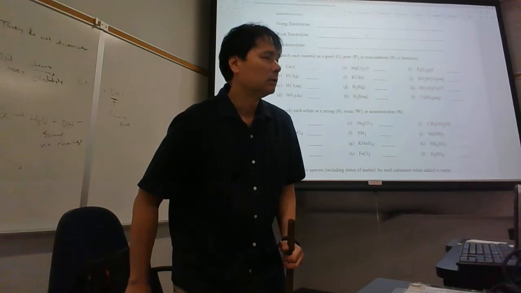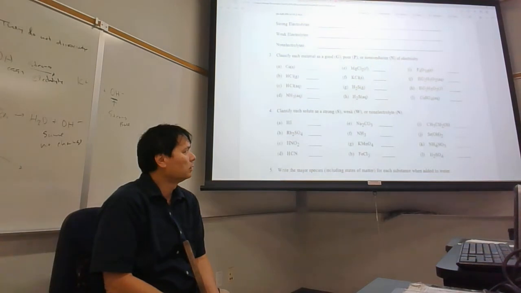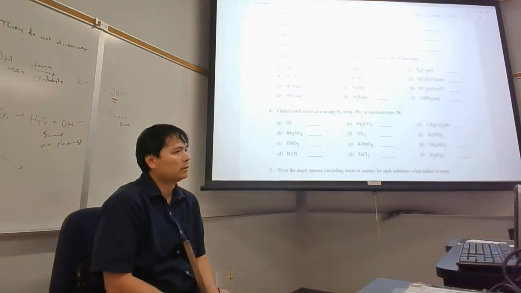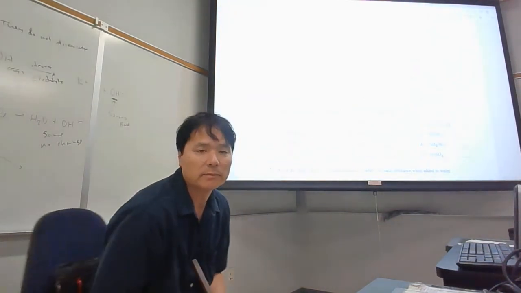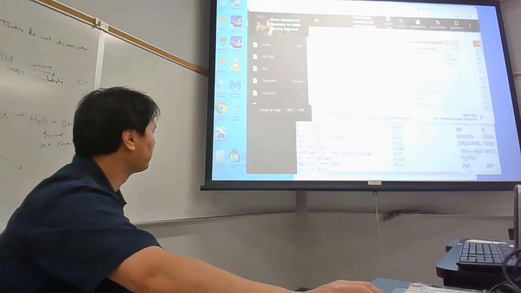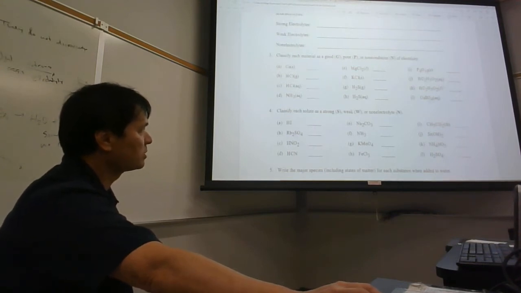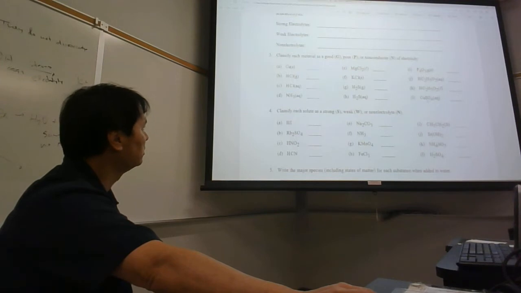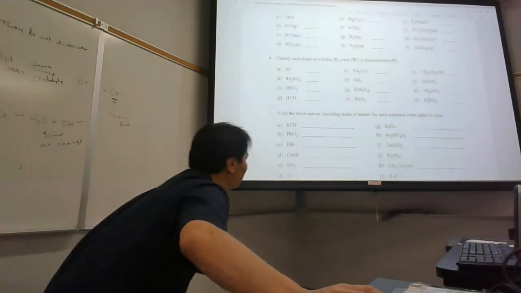Bromide, starting with silver. Yeah, silver, lead, mercury, calcium, strontium, barium. Is that going to be a good conductor? Soluble salt? Yes. Soluble salts are strong electrolytes. So this is going to dissociate into ions, copper 2 and sulfate. So it's going to be a good conductor of electricity.